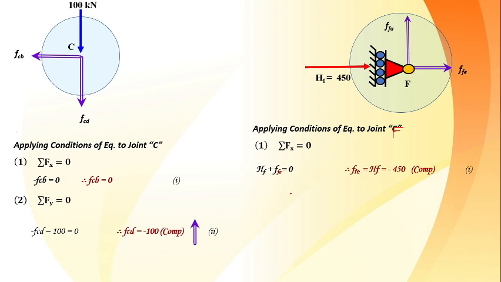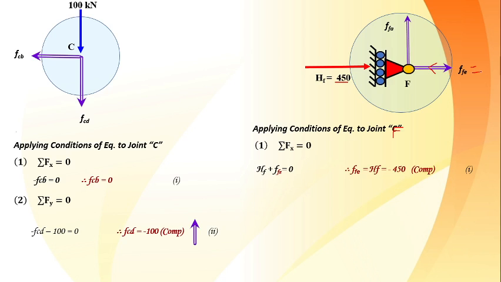So sigma Fx is equal to 0: HF plus FFE is equal to 0. So FFE is equal to minus HF, which is minus 450. So it is compressive. Even if we don't have to do the analysis, see here these two are going to be collinear. So they have to be equal, opposite and collinear. If this is 450, this has to be 450.